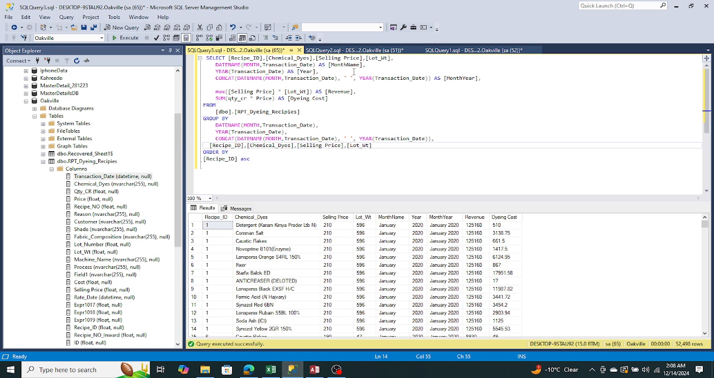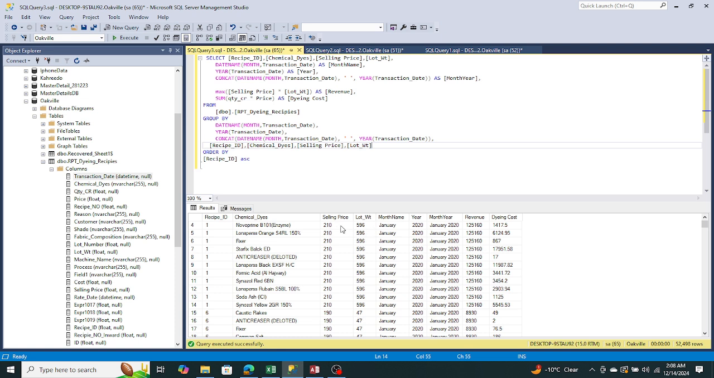So today, I have a data where you can see this is a recipe ID and these are chemicals and dyes, right? All of these belong to recipe ID number one. So these are the chemicals which were used, and that's the order selling price. If we complete this order, we will get a selling price of $210 per kg, and the total lot weight is 596 kgs.